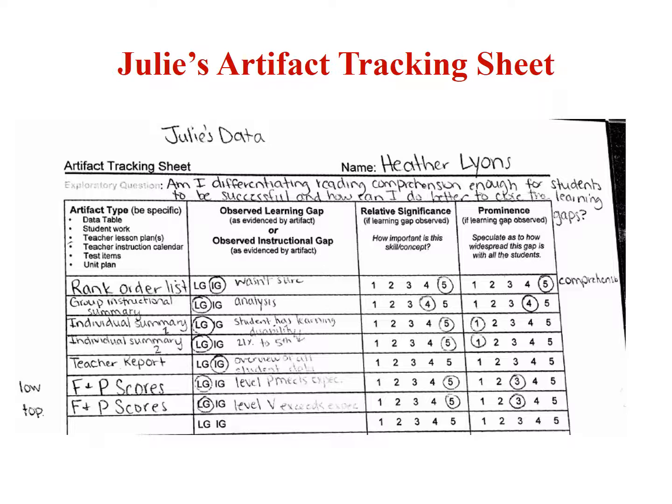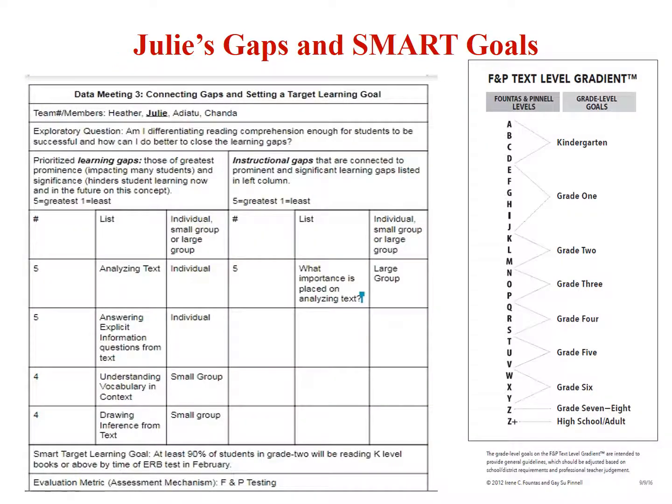F&P scores were also used to note learning and instructional gaps. Julie rated all but one of the learning gaps a 5 because it's important that students are able to not only decode the words in the text, but also make meaning and understand the text. These are the skills that will help students be successful readers. For Julie's observable gaps, the most significant, ranked by the number 5, were analyzing text and answering explicit information questions from the text at the individual level. Also significant, but ranked as 4, were understanding vocabulary and context and drawing inference from text in small group sessions.